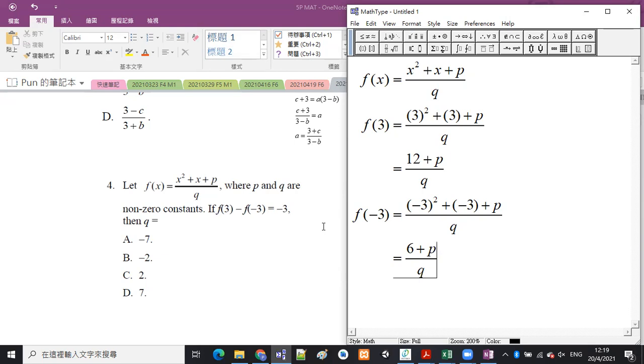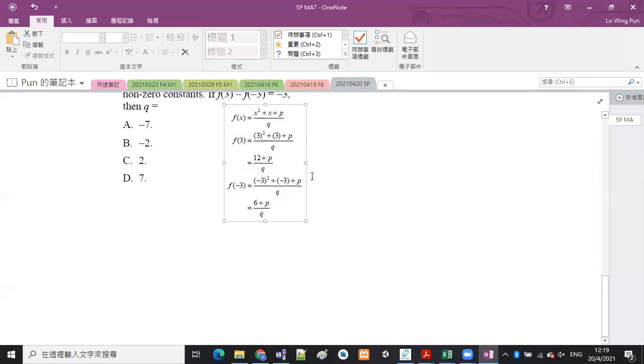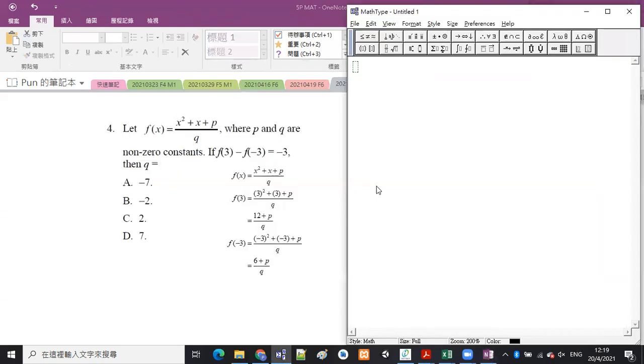Okay, so we have done our preparations now. f(3) is this expression, f(-3) is this, and then we put that back into the equation. So let me paste it here first. Okay, and the question says that f(3) minus f(-3) is equal to -3. So we put our preparation back to this: 12 plus p over q minus 6 plus p over q is equal to -3.